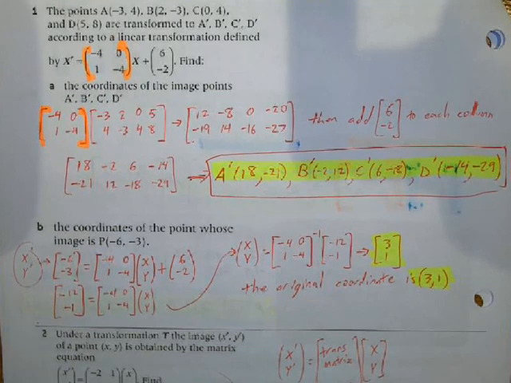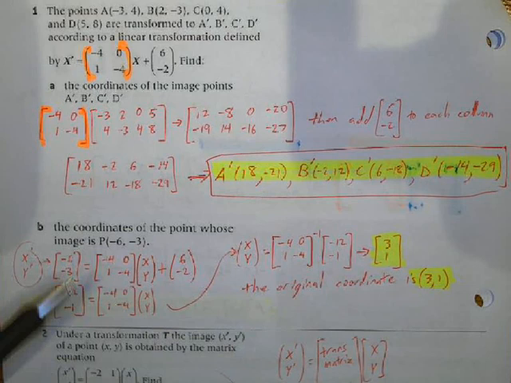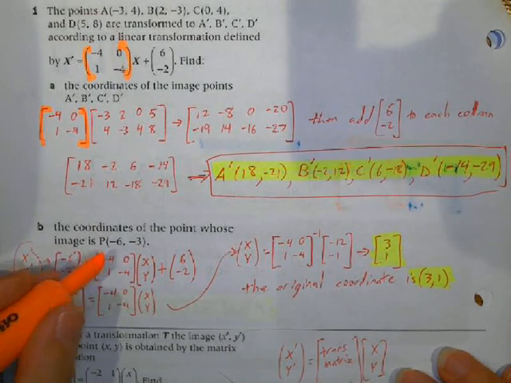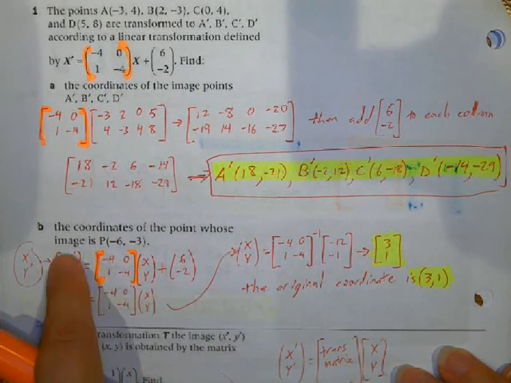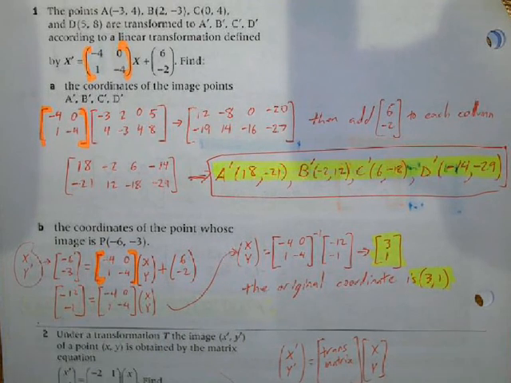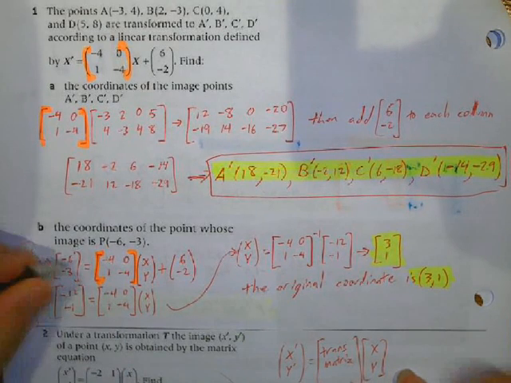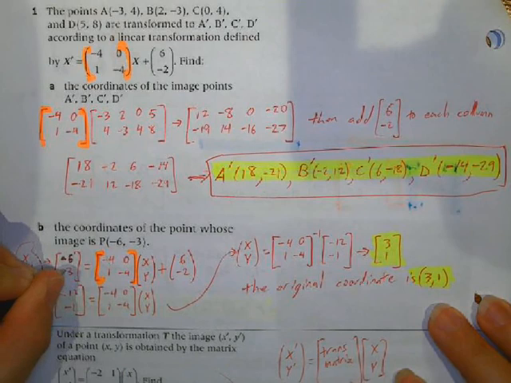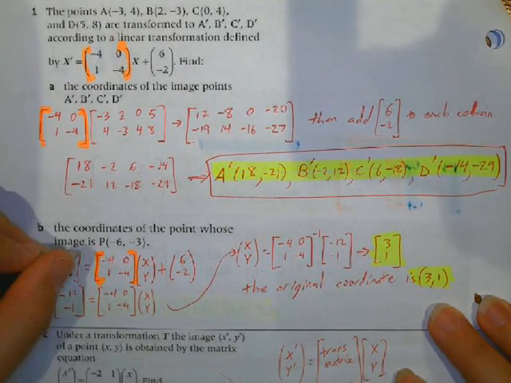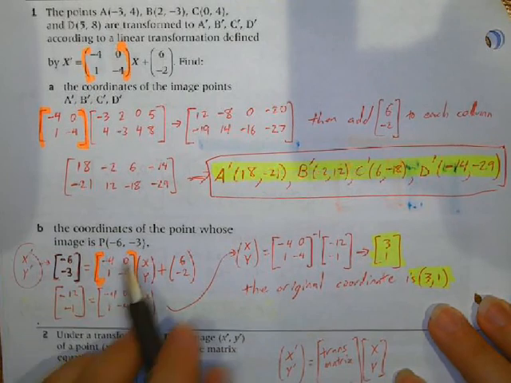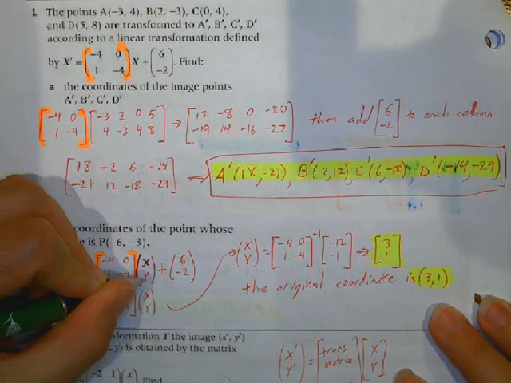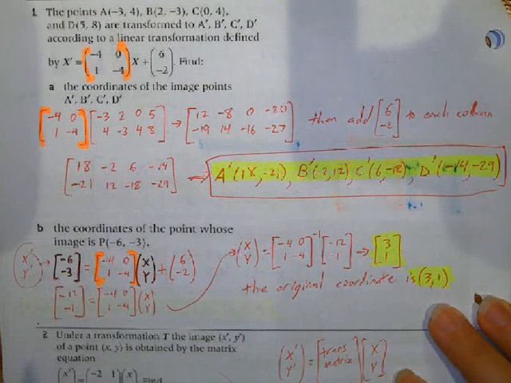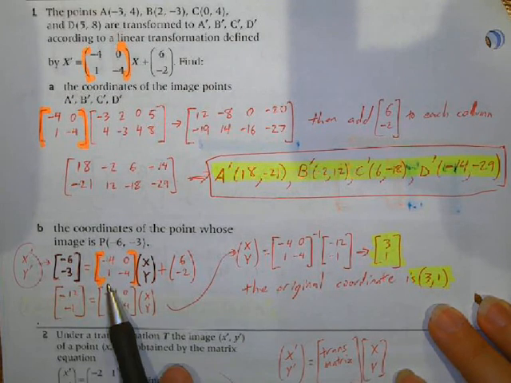Okay, the coordinates of the point that has an image of this. So we've got our transformation here. The coordinates of the point whose image is this. So they're saying the final result is this. Okay, so negative 6, negative 3 is our final result. It's the final image of, and we want to find the coordinates of the original point. I'm going to call the original point x and y. So we're going to apply this transformation, and then we've got this here.